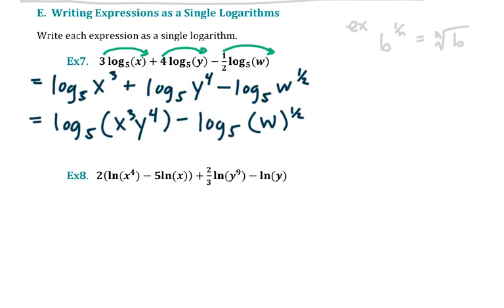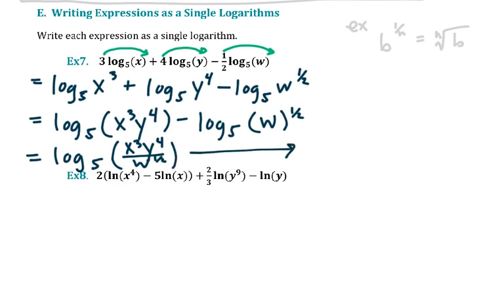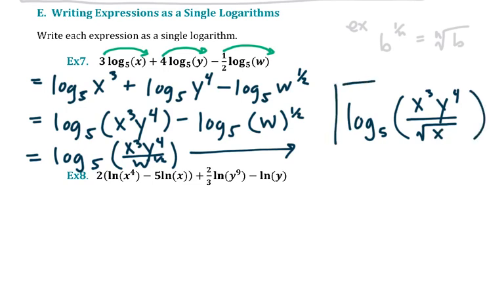So this becomes log base 5 of x cubed y to the 4th over w to the 1/2 power. And I'll write that a little nicer over here. We've got log base 5 of x cubed y to the 4th over w to the 1/2 power. And a 1/2 power can be written as a square root. So I've repackaged this. I took my expanded version and condensed it down to a single logarithm.